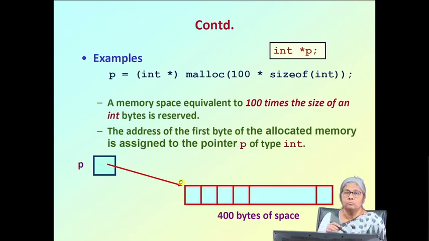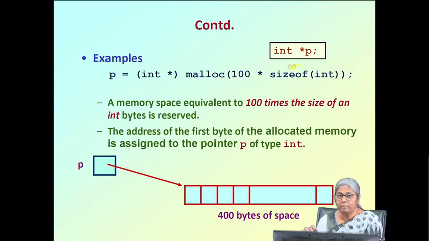So, this is one example of how to use malloc. First, int *p we define, that means p is a pointer of type integer. Now, using malloc, since p is of integer type, p equal to, typecasting is required, it must be of integer type. So, (int *) and then malloc.